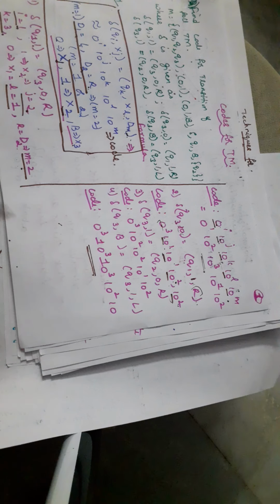So this is how we write the code for the Turing machine. This code is actually passed to the Turing machine for analyzing whether it reaches the final state or not.